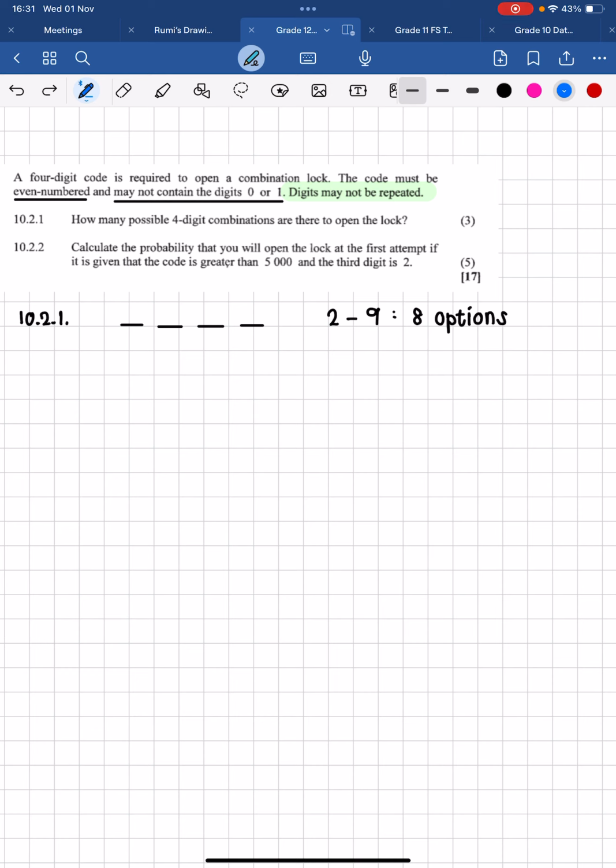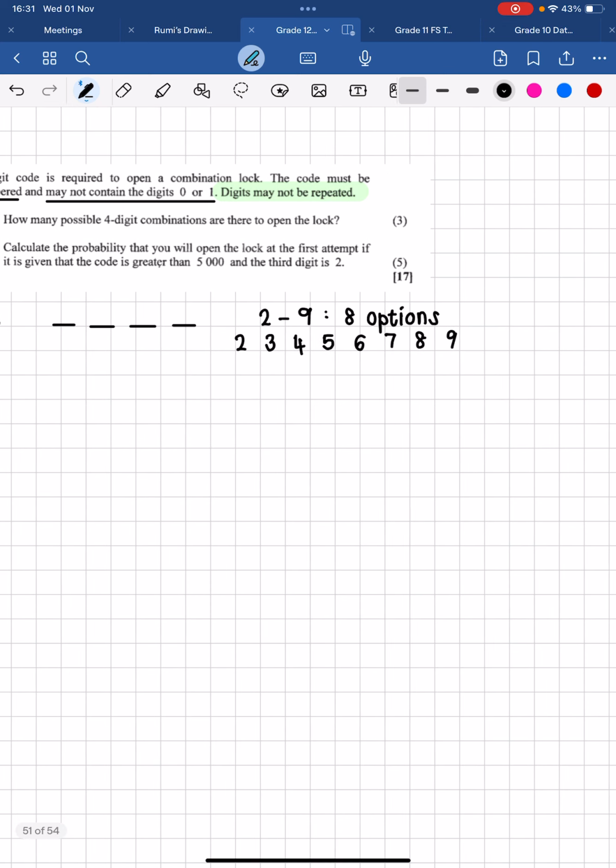Let's quickly think from these numbers that we have to choose from. And guys, if it makes it easier for you, please write them all down. We can do 2, 3, 4, 5, 6, 7, 8, or 9. Those are all the numbers that we can choose from. Now, how many of these numbers are actually even numbers?